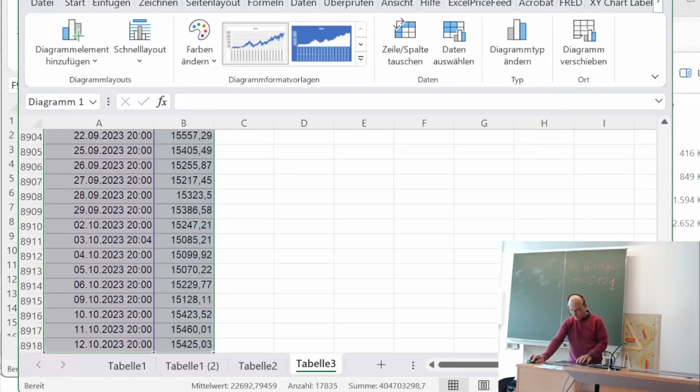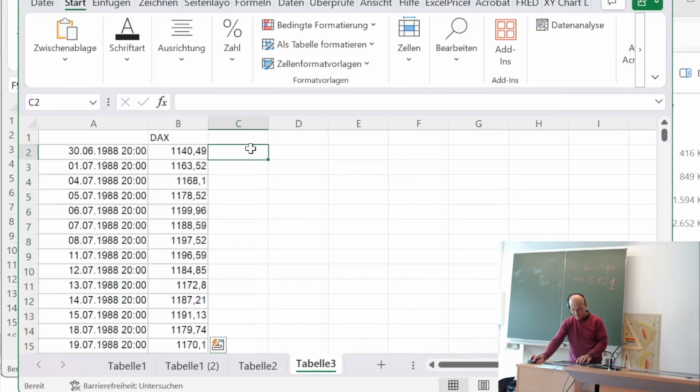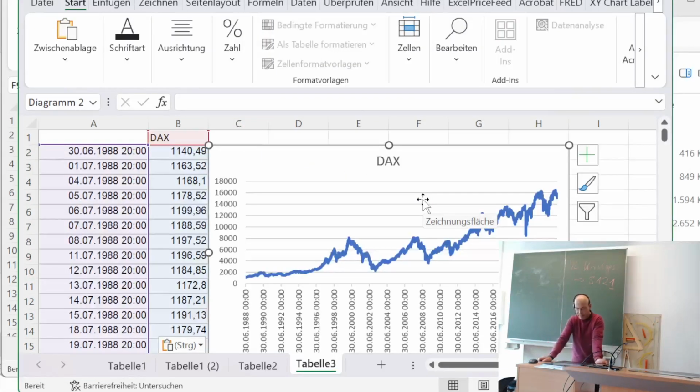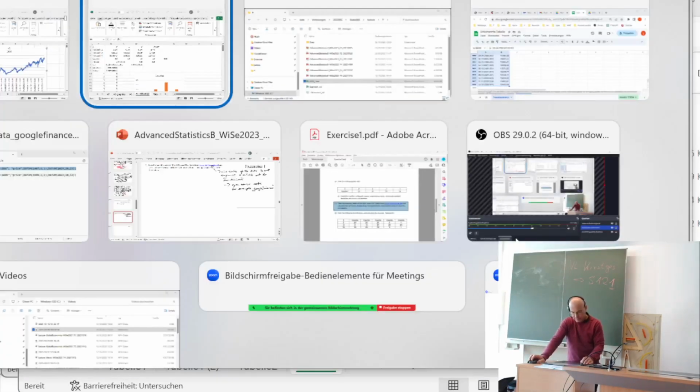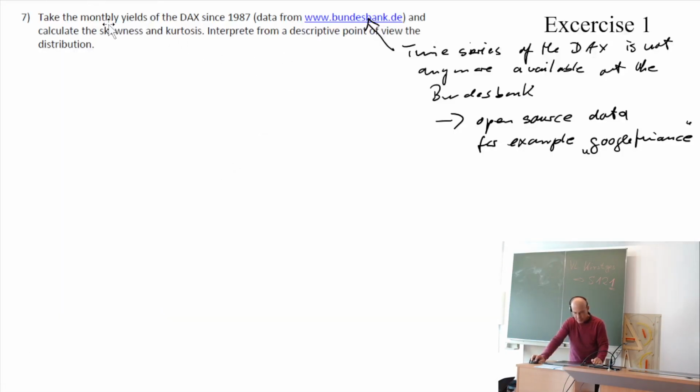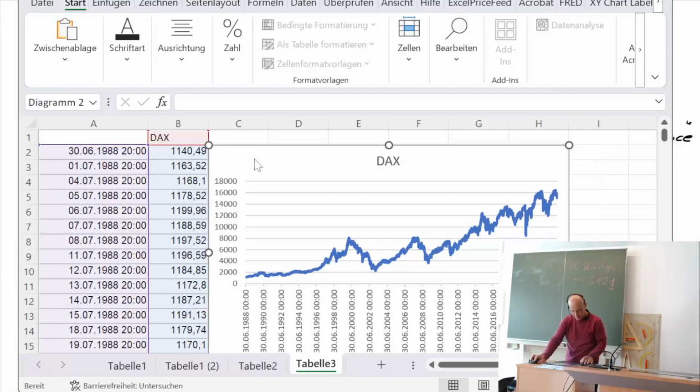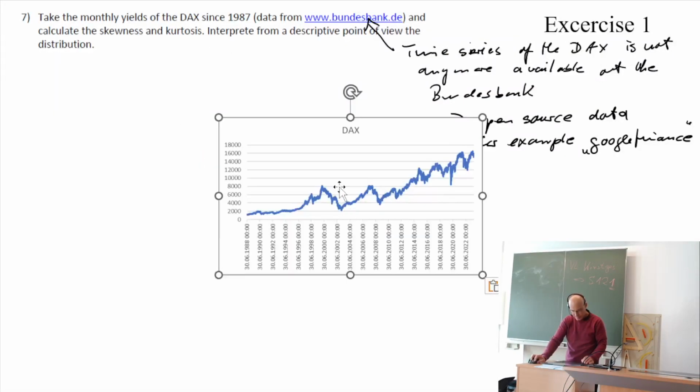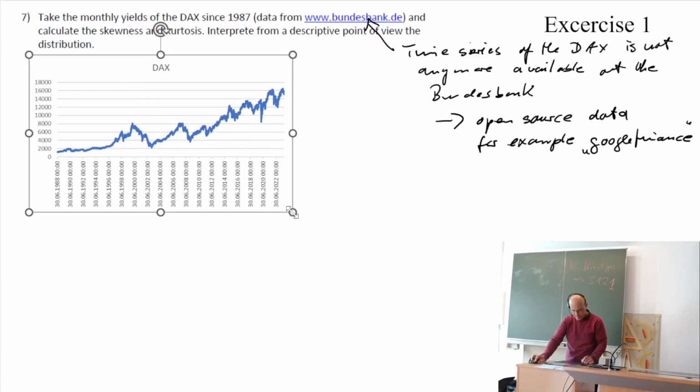So this is then the DAX performance over the last roughly 30 to 40 years. And what I wanted to do with you now is to calculate the skewness and the kurtosis and interpret this. So at first, maybe we can just put the DAX development.